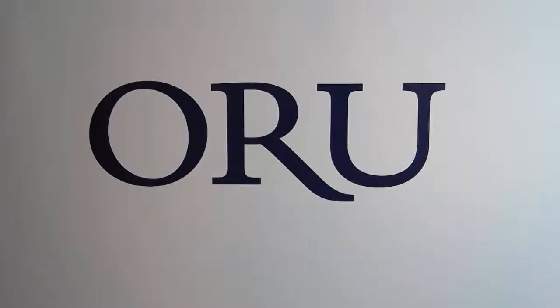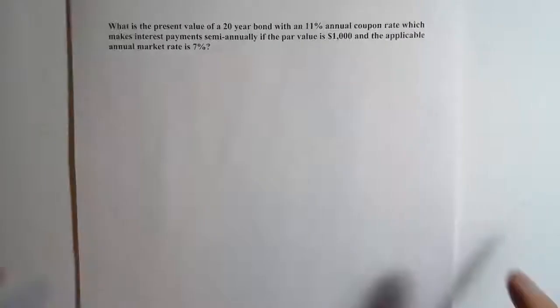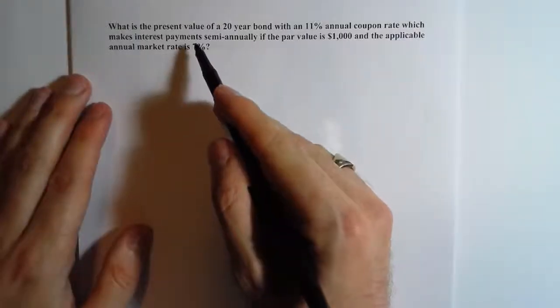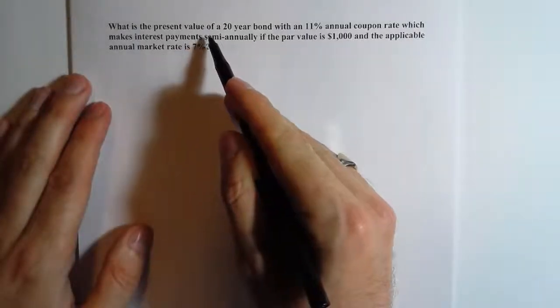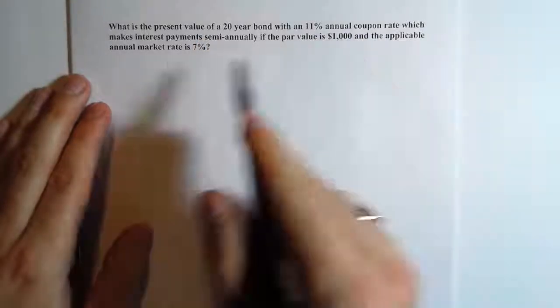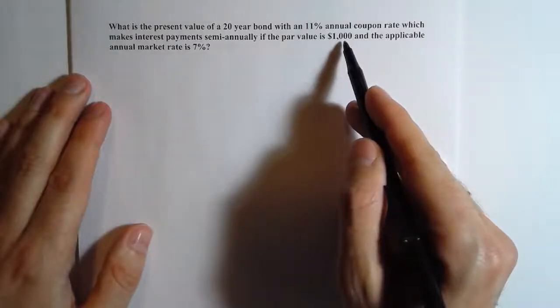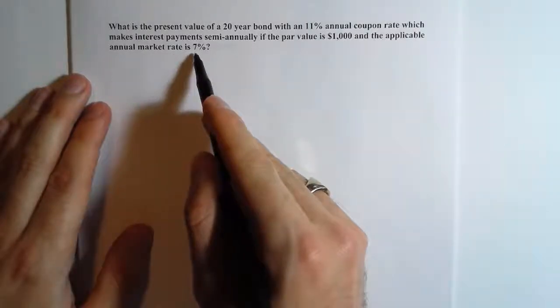Alright, so in this video what we're going to look at is how to find the value of a bond. So let's take a look at our problem. For this problem, our question is this. What is the present value of a 20-year bond with an 11% annual coupon rate, which makes interest payments semi-annually, if the par value is $1,000 and the applicable annual market rate is 7%?